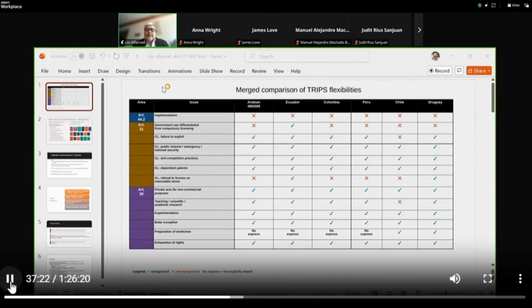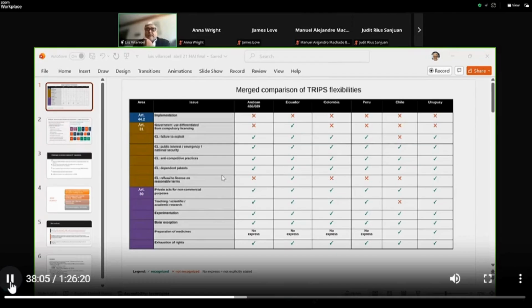So what happens is that even if you are doing government use, you need to go through the very lengthy process of compulsory licensing according to Latin American countries' law. Also, we see an underuse of the possibility of exceptions. Still, there are a number of exceptions that are not available in all countries, like, for example, preparation of medicines. But in general, there are enough grounds for compulsory licensing.